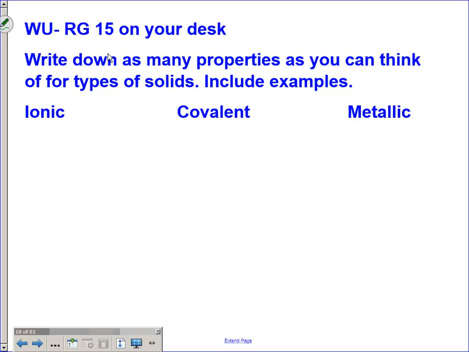All right, so I'm going to bounce around tables. If you want to establish one person be the talker for ionic, one person covalent, and one person metallic. I, C, and M. I, C, and M. Figure out who's who. There's 3.